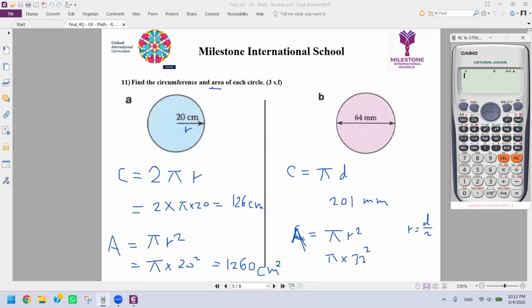On the calculator, pi times 32 squared equals this. Three significant figures, 3,216. We underline the 1, 6 round up. 3,220. Unit, millimeters squared. So again, memorize the formula, write it down, and show your work.